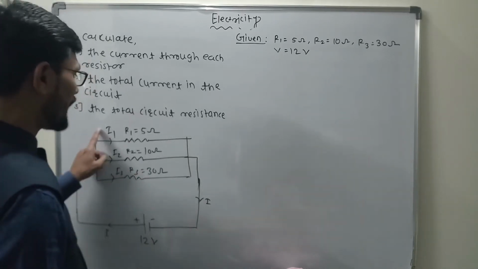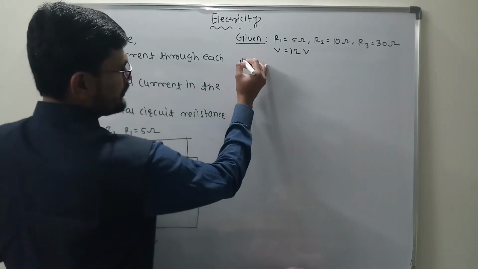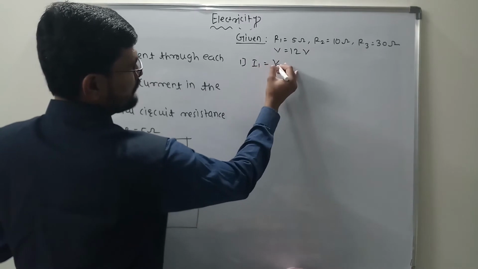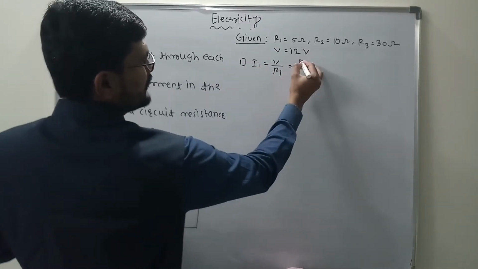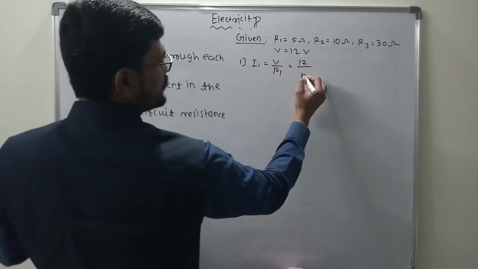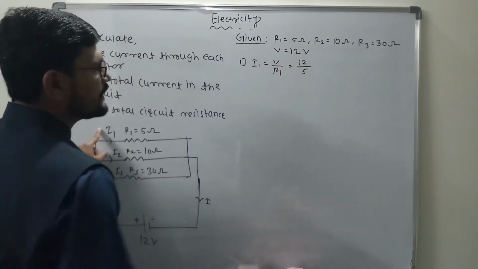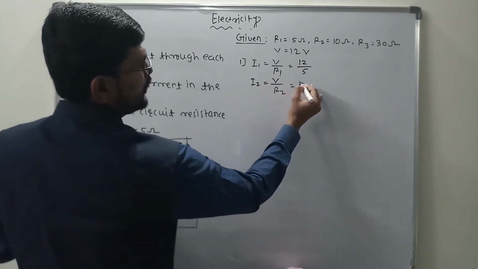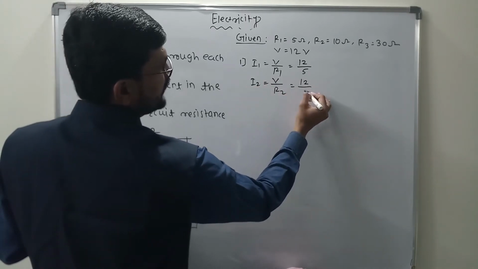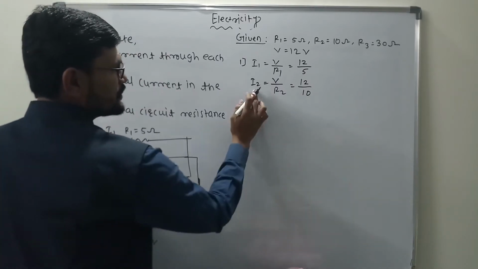What is the formula for I1 now? Use it. Come on. First case. I1 is equal to what? V by R1. How much is the V? 12. How much is the R1? 5. Very good. Clear? So similarly, I2 is equal to V divided by R2. How much is the V? 12. How much is the R2? 10. Very good. How much is the I3?